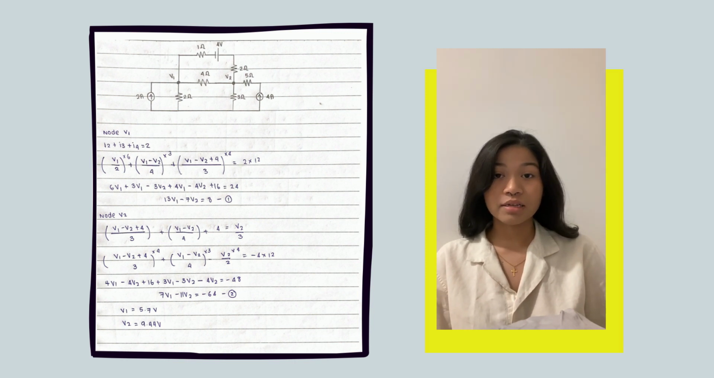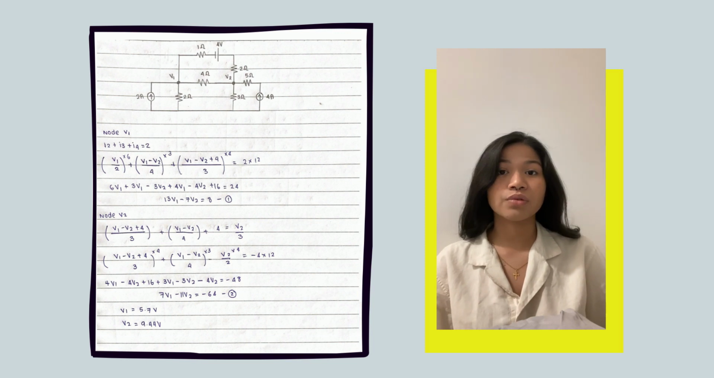Next, I have equalized the denominator so I can get the first equation, which is 13V1 minus V2 equals 8. At node V2, the equation that I've gotten is (V1 minus V2 plus 4) over 3 plus (V1 minus V2) over 4 plus 4 equals V2 over 3. After equalizing the denominator, I've derived the second equation, which is 7V1 minus 11V2 equals negative 64. Using the substitution method, I've gotten the value for V1, which is 5.7 volt, and V2, which is 9.44 volt.